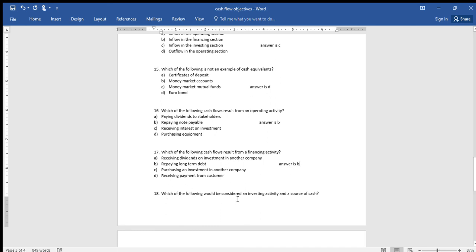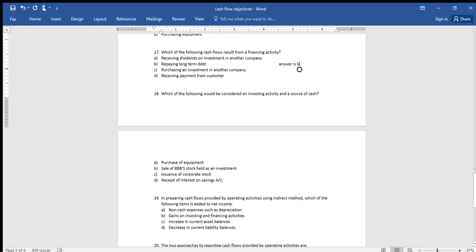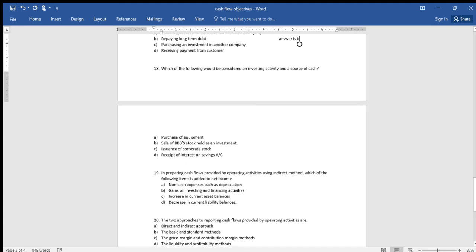Then question 18. Which of the following would be considered an investing activity and a source of cash? Purchase of equipment is investing, but it's not a source of cash. Then sale of BBB stock held as an investment. Then issuance of corporate stock, that is financing. Receipt of interest on savings account. Nope. Investment activity is about acquiring of non-current assets and their disposal. So my answer is A. I don't know about you.